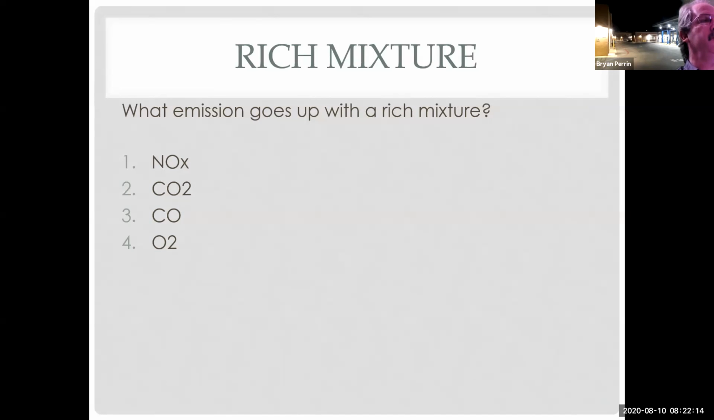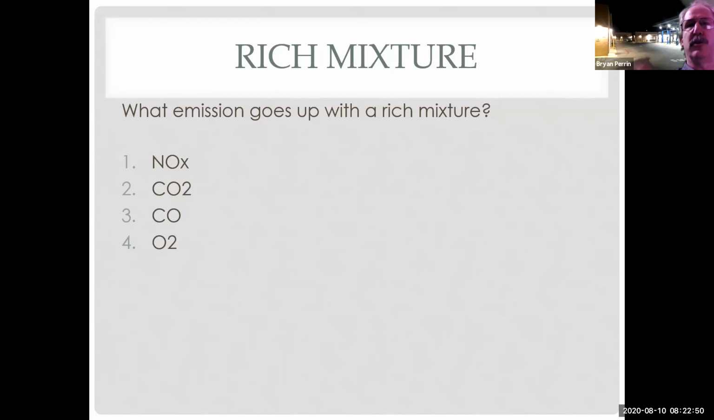What emission goes up with a rich mixture? O2? No. O2 can't go up because O2 is free oxygen. If I have a rich mixture, I have a lack of oxygen, so oxygen can't go up. It'll only go up if it's lean. Number 3, carbon monoxide, you're right. Carbon monoxide goes up because I have a lack of oxygen when my mixture is rich. So CO is the only gas that would go up.